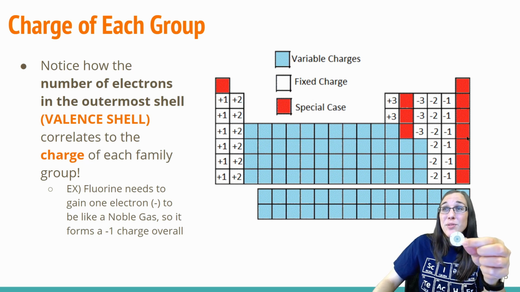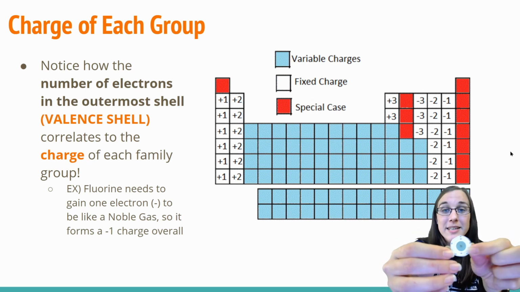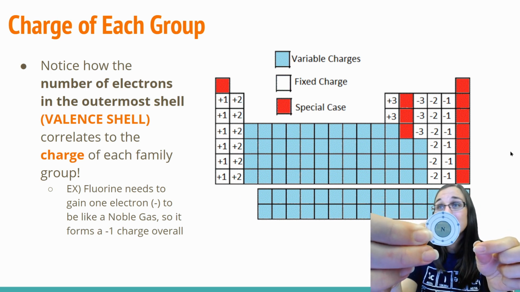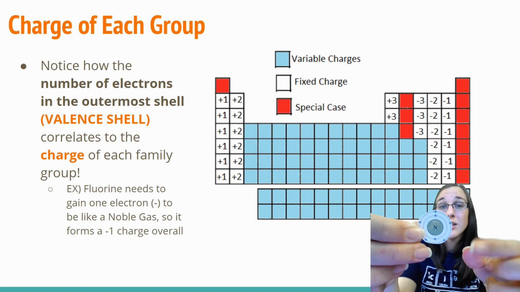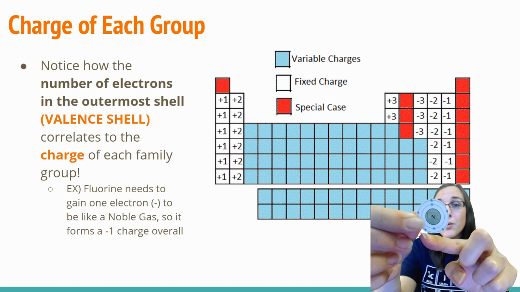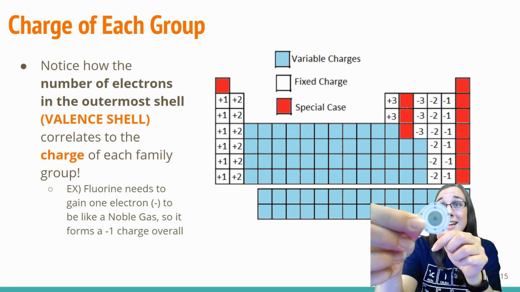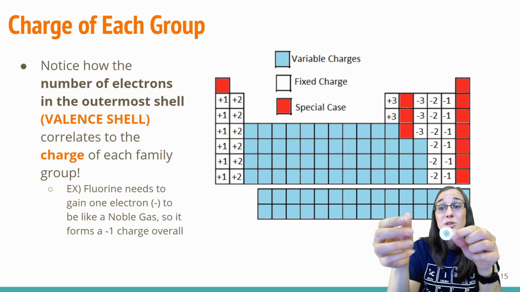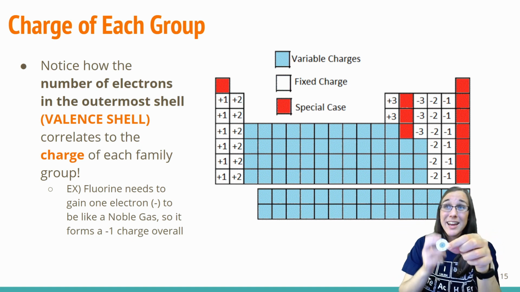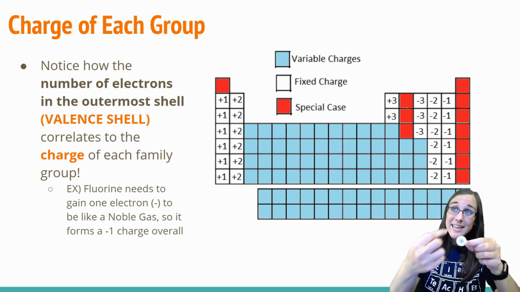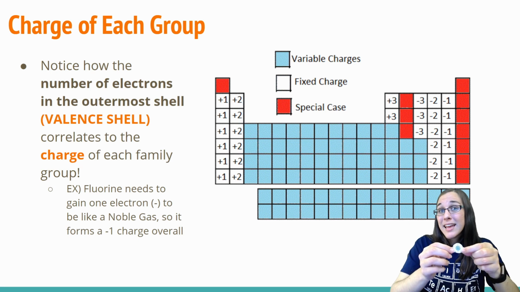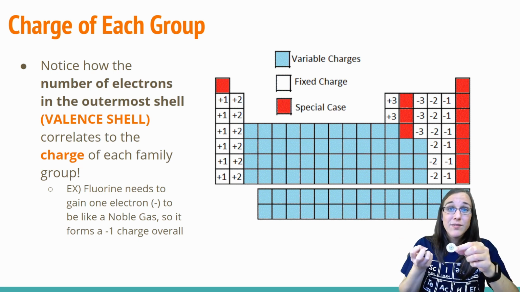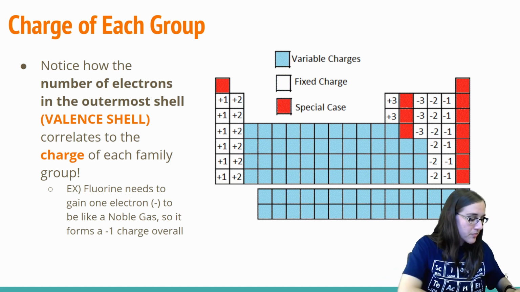We have -3s. Now the reason for that is because nitrogen has 5 electrons in the outermost shell. 1, 2, 3, 4, and 5. So because it has 5 electrons in the outermost shell, it is easier to gain 3 extra electrons to have 8 outside, thereby making it -3 charge by gaining 3 more negative electron charges.